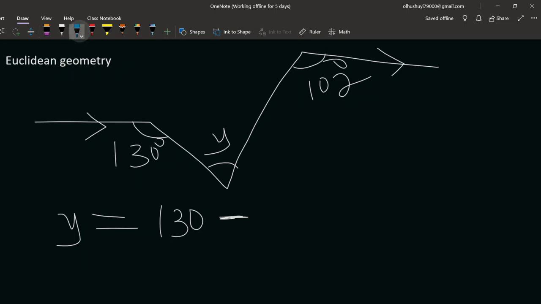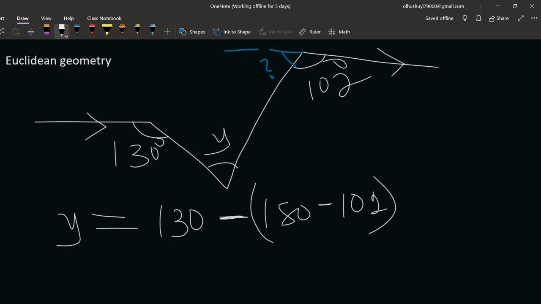You look for the other angle for this end. Let me try to extend this. You need this angle. Do you get it? So that will be 130 minus the supplementary angle to 102. So that will be 180 minus 102. So what do we have? 78. So you have 130 minus 78. y is 52. y definitely is 52 degrees.